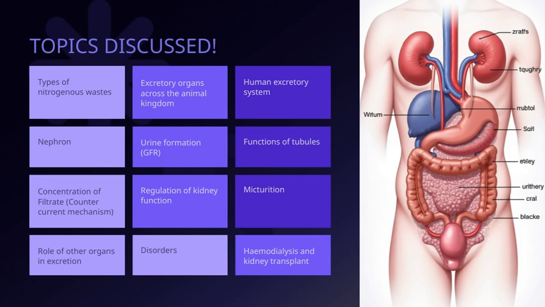Finally, there's the topic of nitrogenous wastes, which differ among animals: urea, uric acid, and ammonia, depending on their habitat and evolutionary adaptations. And that wraps up the key points we've discussed today.